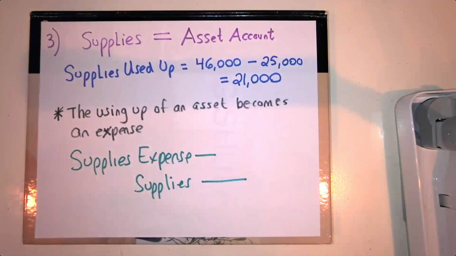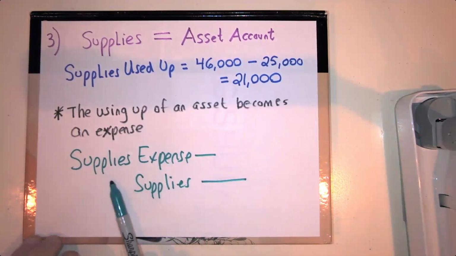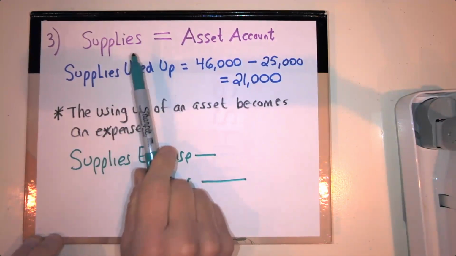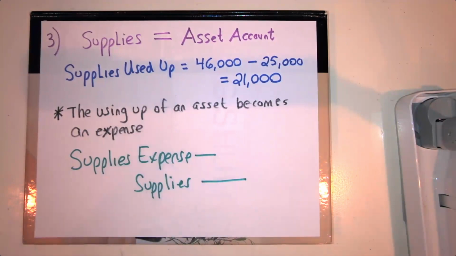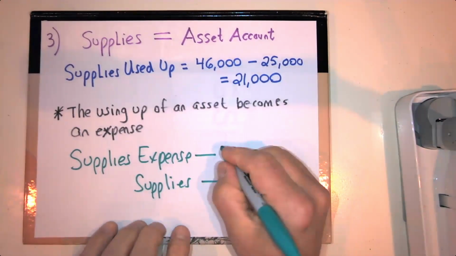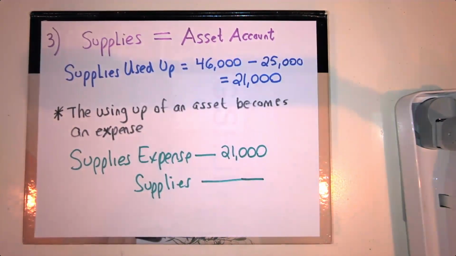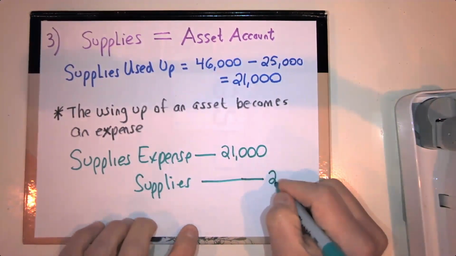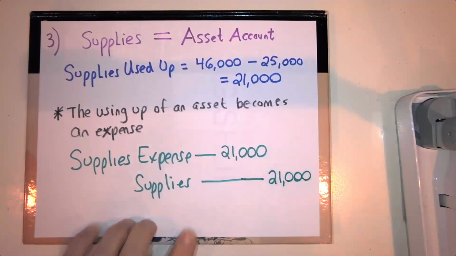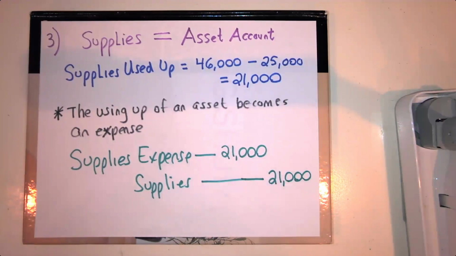The using up of an asset becomes an expense. So when we use up supplies, that turns into supplies expense. And we used up 21,000 of the supplies. Turn that into an expense. And he told us to credit the supplies account, 21,000. Matthew, here's my last question to you.